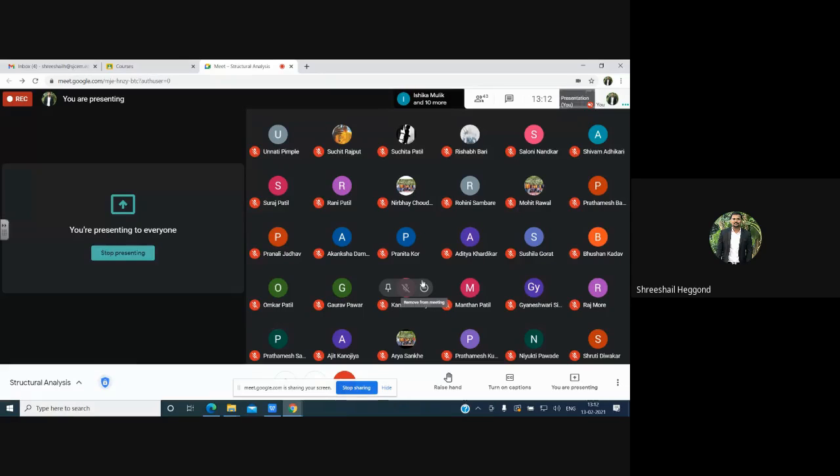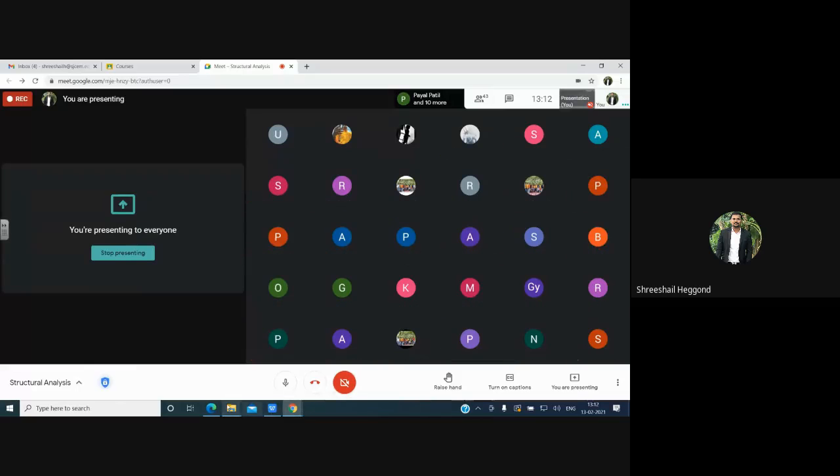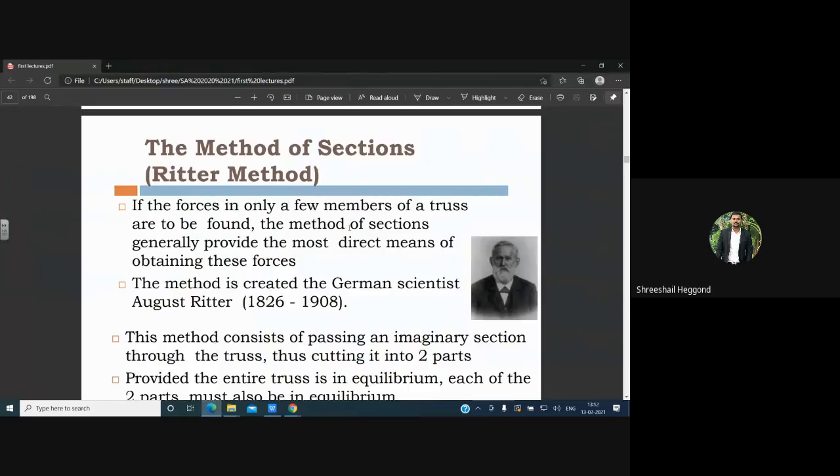And then we'll be dealing with the section method. Today onwards we'll be dealing with the section method. In the last class we discussed the joint method in all perspectives, and we analyzed some numericals on the joint method. Next is the method of sections, or the Ritter method as we also call it, depending on who introduced the method of sections for truss analysis.